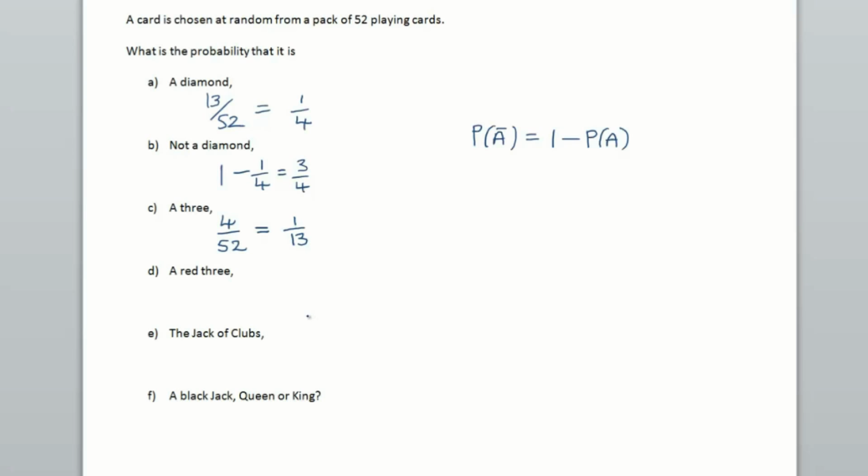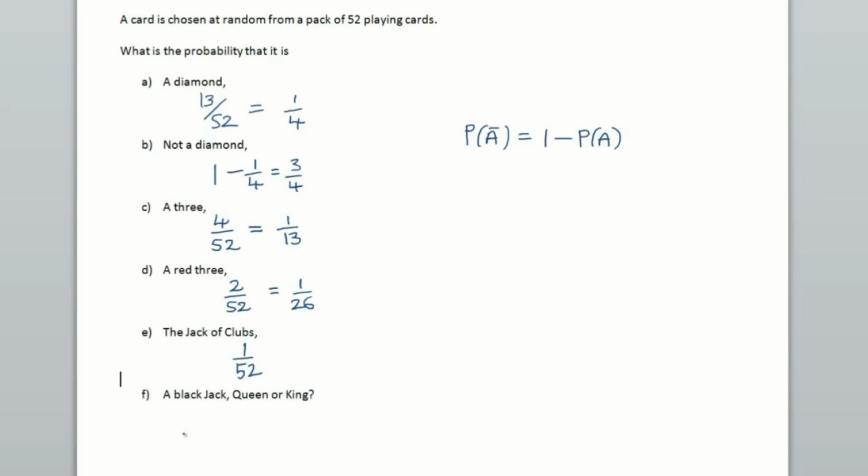A red 3. Now it's red, but it's also a 3. And there are 2 of those, the hearts and the diamonds. So 2 over 52, which equals 1 over 26. The jack of clubs, well, there's only 1 of those, so that's 1 over 52. It's far easier to do these questions as fractions rather than turn them all into decimals.